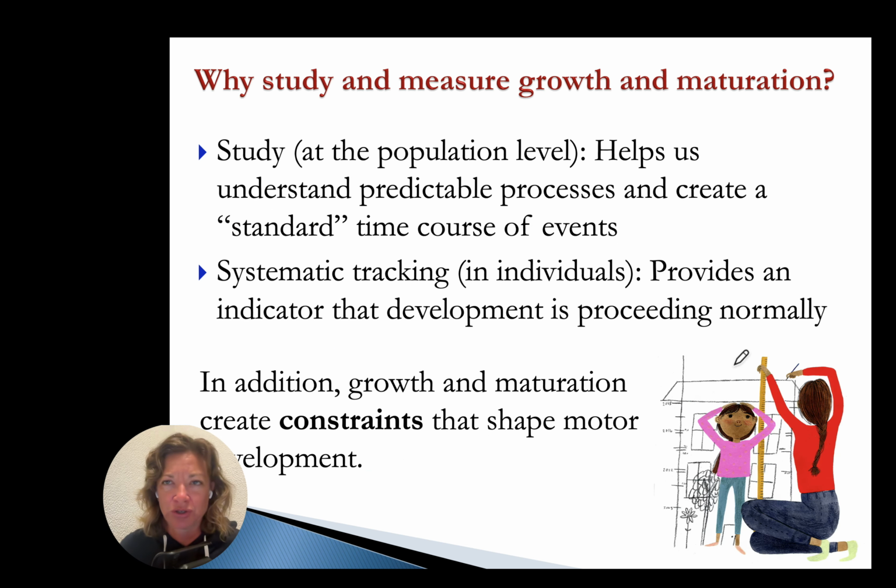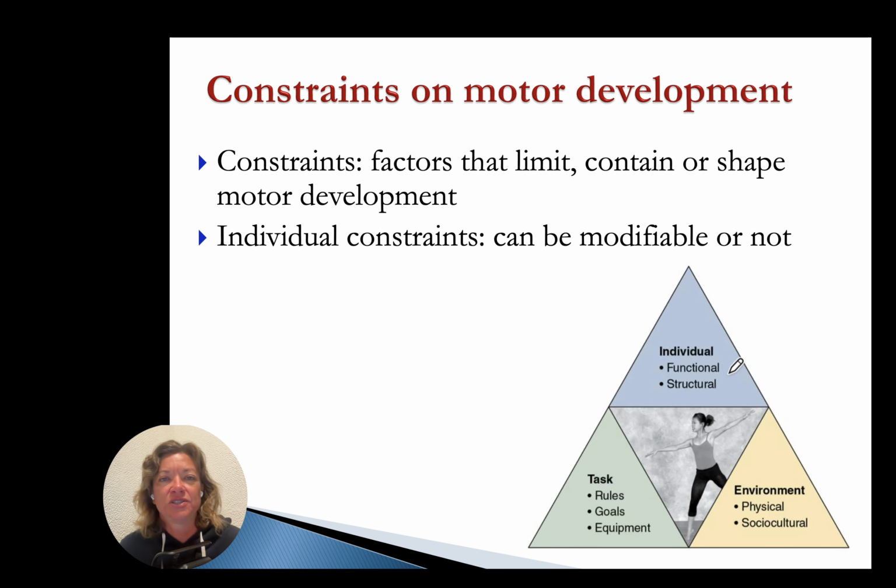So why do we study and measure growth and maturation? Well, at the population level, data on growth and, to a lesser extent, maturation helps us understand predictable processes and create a standard time course of events. In individuals, tracking, particularly of growth, provides an indicator that development is either proceeding normally or deviating from what's considered normal. In addition, in the context of motor development specifically, growth and maturation create constraints, and these constraints shape motor development. So what are constraints on motor development? Well, constraints are factors that limit, contain, or, as we just said, shape motor development.